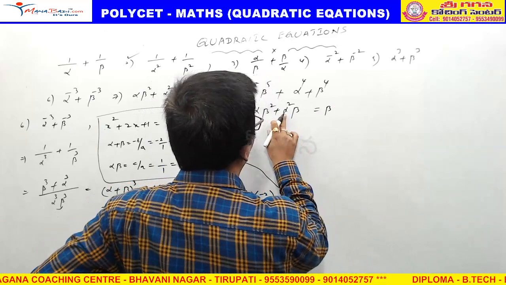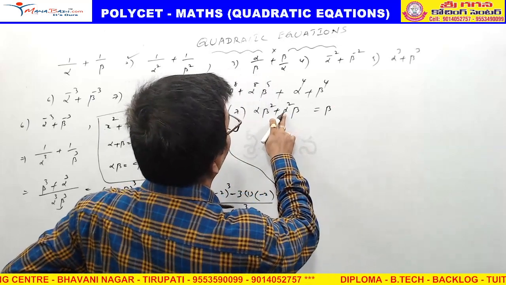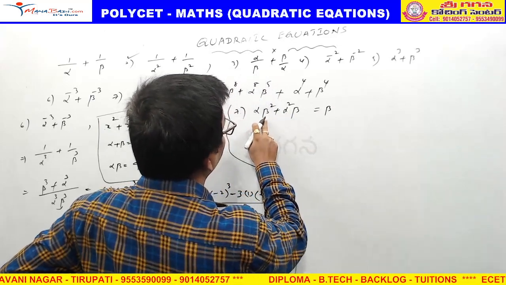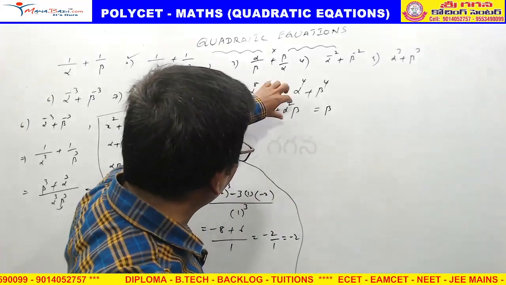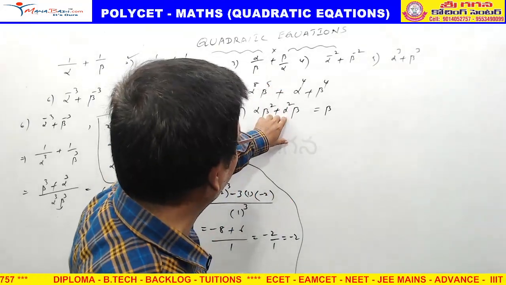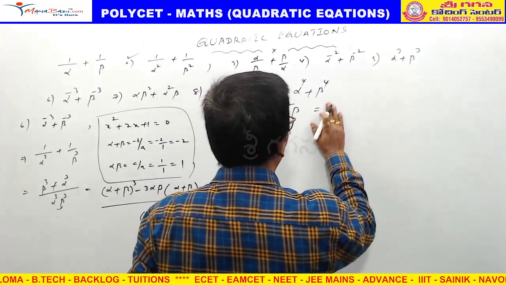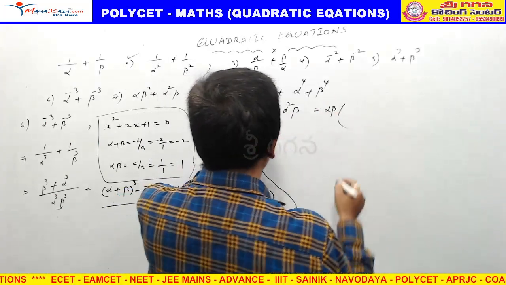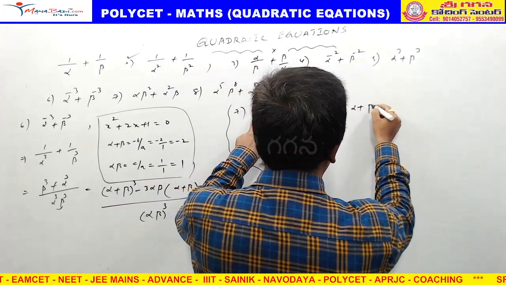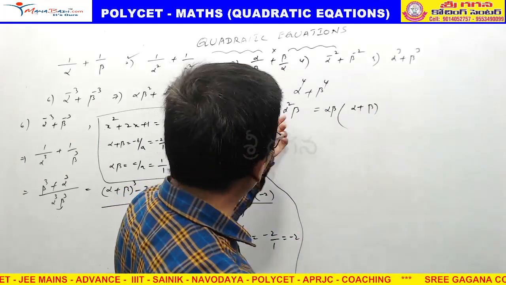Here, alpha square. How many alpha terms are there? Two alphas. Here, two betas. So that's why from the first term I am taking beta, from the second term I am taking alpha, taking common. So you can write alpha beta or beta alpha, also the same only. So here alpha will come, here beta will come. Again you can multiply, the same function will come.